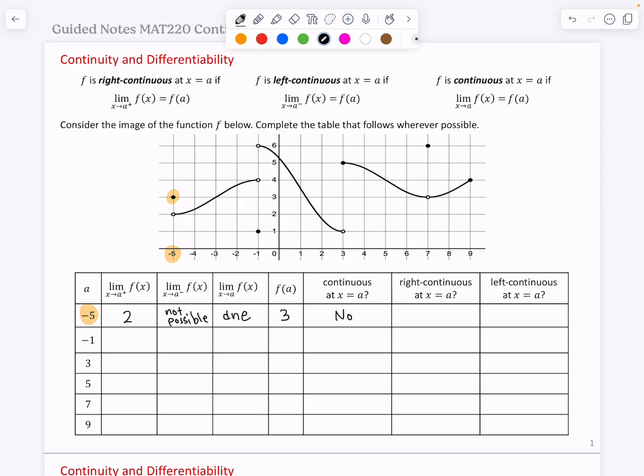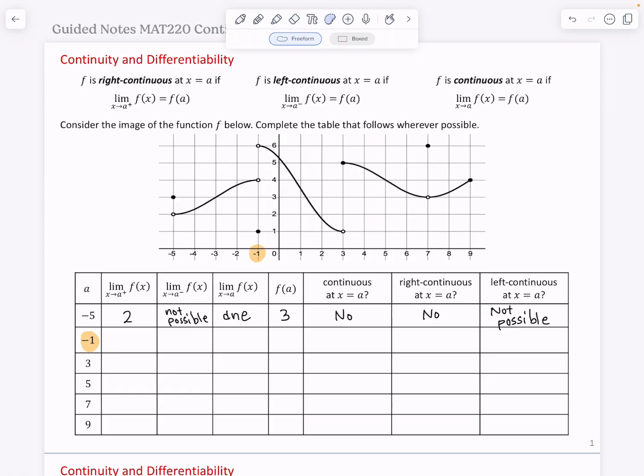What about right continuous? So we look at the result of the limit as x approaches a from the right, which is 2. Is that the same thing as the y-coordinate? The answer is no. So we say no here. And then is the function left continuous at x equals a? Well, the left limit was not even possible. So there's no way that the left limit can be equal to the y-coordinate. So we'll say not possible, or we can simply say no.